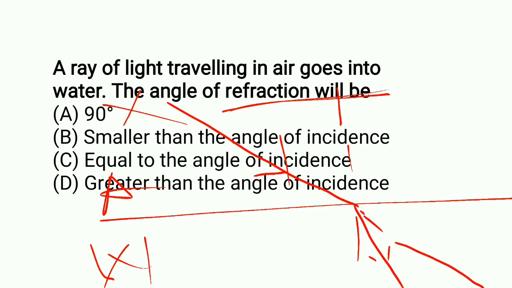No. This is the angle of incidence and this is the angle of refraction. Option B, smaller than the angle of incidence? Yes, this angle of refraction is smaller than the angle of incidence, so option B is the correct answer. You can check option C, equal to the angle of incidence? No, they are not equal. Option D, greater than the angle of incidence? No. So only option B is the correct answer.